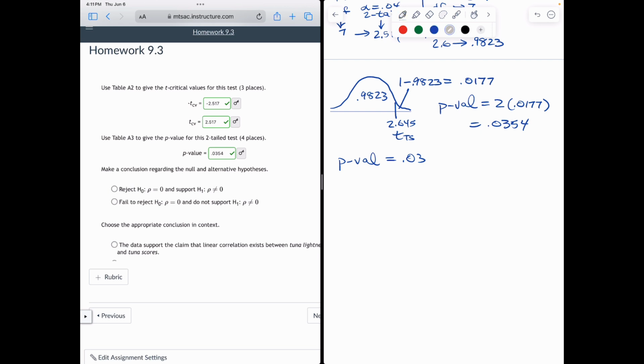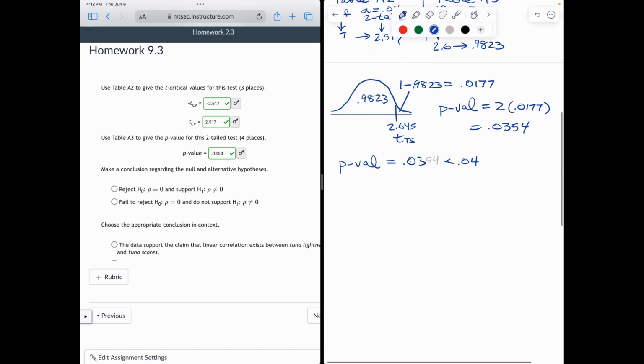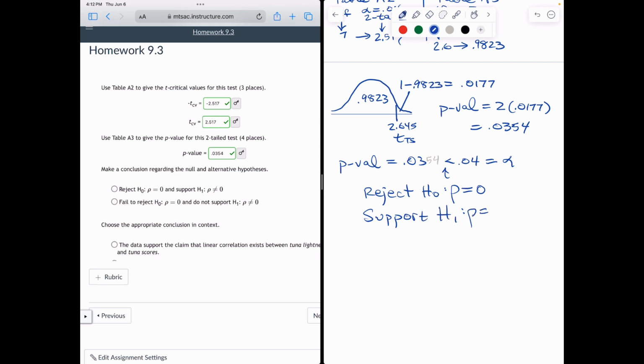We're just focusing on the 03. 0.03 is definitely less than our alpha, which I think was 0.04. Let me double check that. Yeah, 0.04. This is our alpha. Less here means reject the null hypothesis, which said there was no correlation, and support H1, which said that rho is not 0, which means there's not no correlation, so correlation exists.